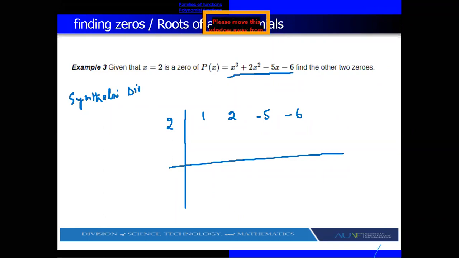Okay, sorry. So 1, 2, minus 5 and minus 6. First we have 1, so drop 1. Then multiply 2 with 1. 2 ones are equal to 2. When you add these, equal to 4.